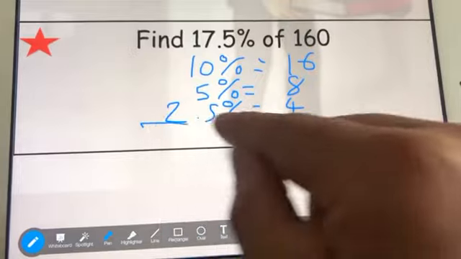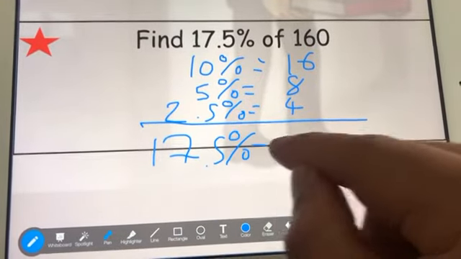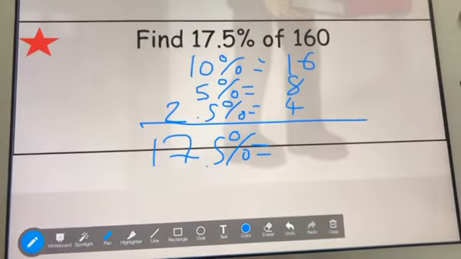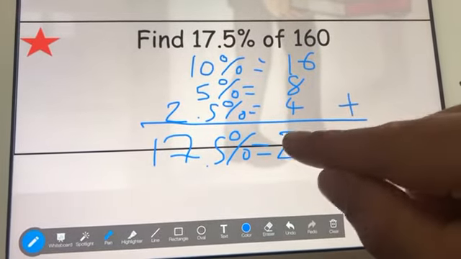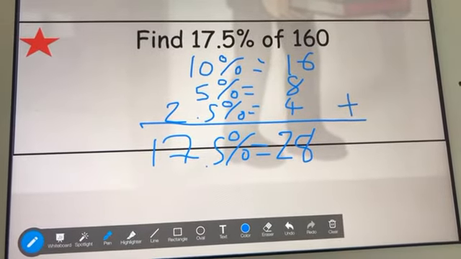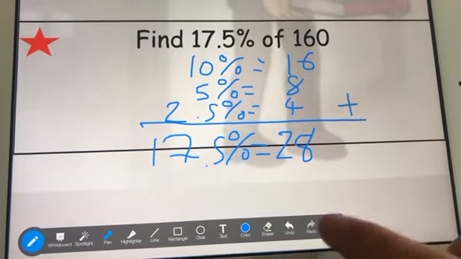Now, I want 17.5%. If I add all those up, you get 17.5%. So if I add all those up as well, I end up with 28. So 17.5% of 160 is 28. Very straightforward as long as you've got nice numbers. 1 point.